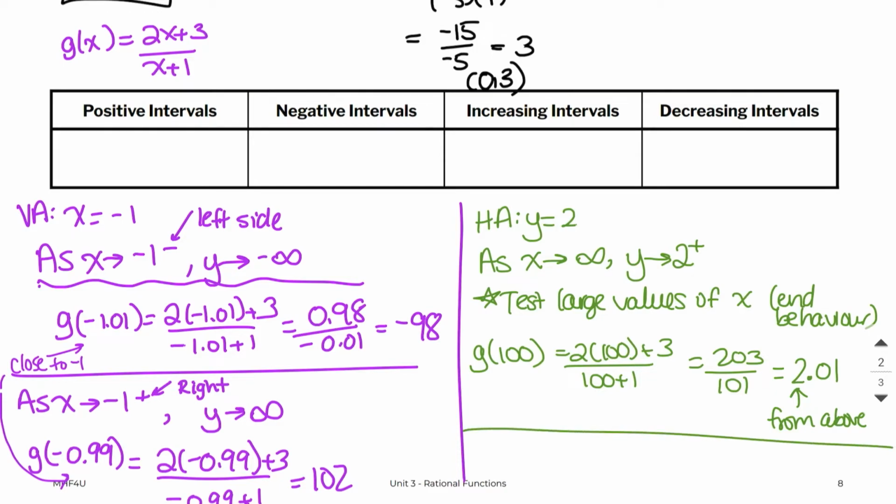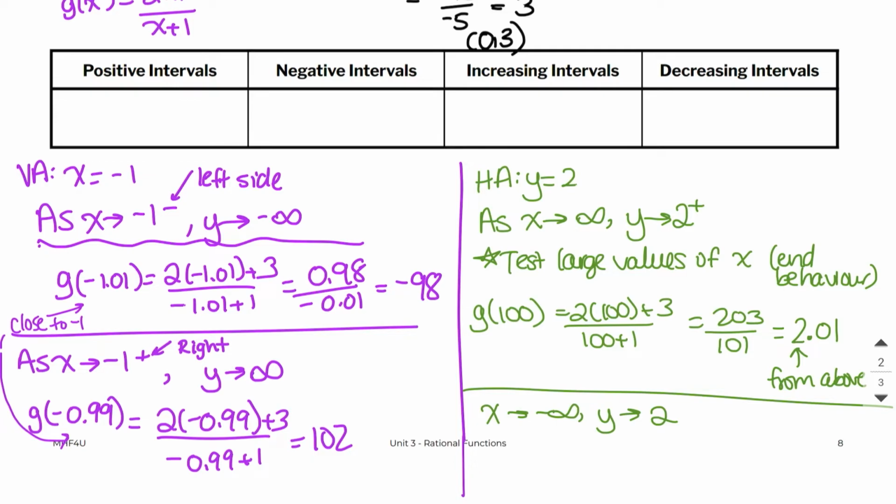Now I want to know what's going to happen on the left side of my graph. So as x is approaching -infinity, we still know y is going to approach 2, but is it going to approach it from above or underneath?